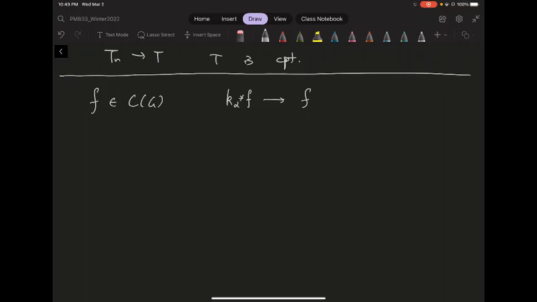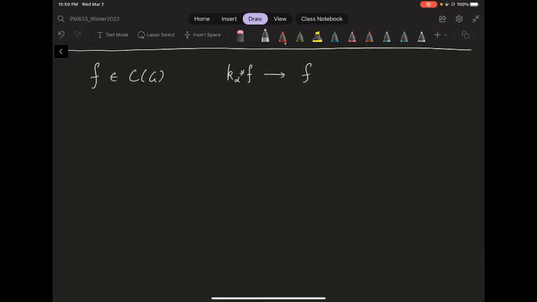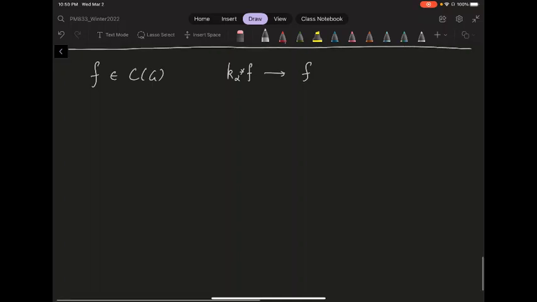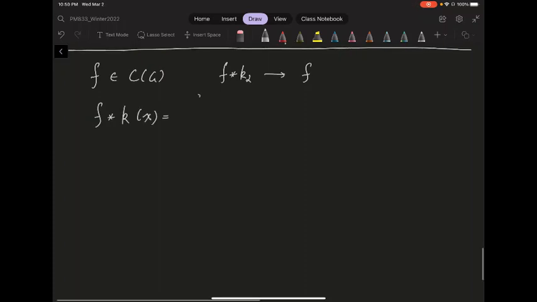And because of that, let's just consider what happens when you do this kind of convolution. This K alpha is an approximate identity, and I can make it act on the right. So what happens if I want to compute f convolved with some K, evaluated at x? This is going to be the integral of f of y, K of y inverse x, dy. That's just the convolution.